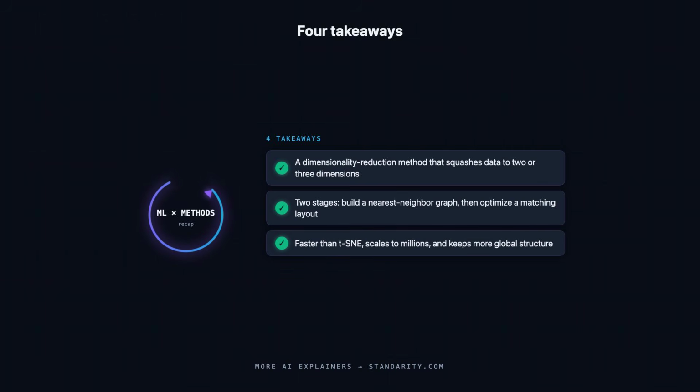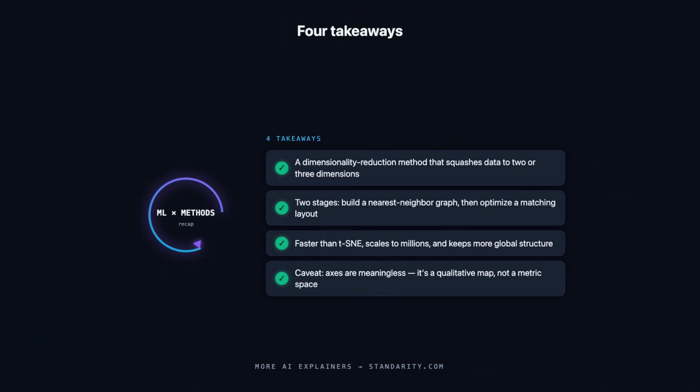It runs far faster than t-SNE, scales to millions of points, and keeps more of the global structure between clusters intact than its older rival does. Just remember the caveats: the axes mean nothing and exact distances should not be overinterpreted, since it is a qualitative map, not a metric space.